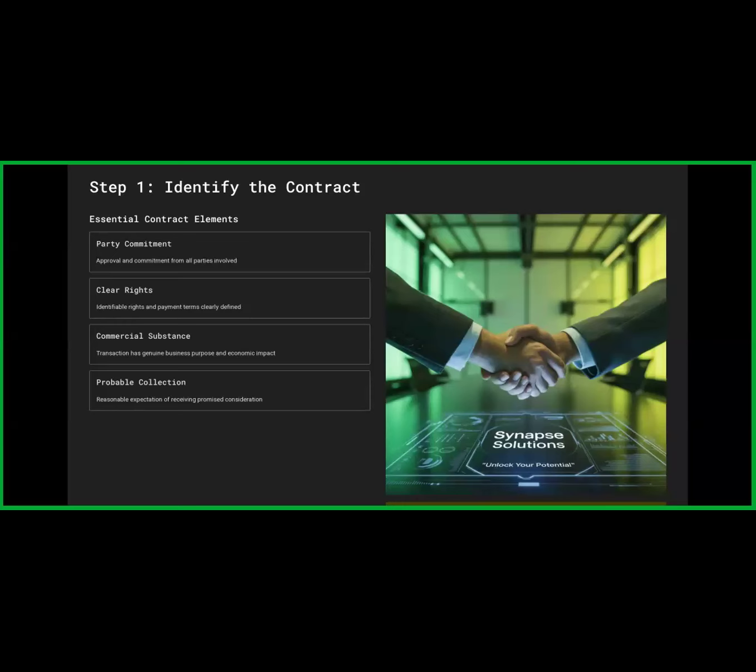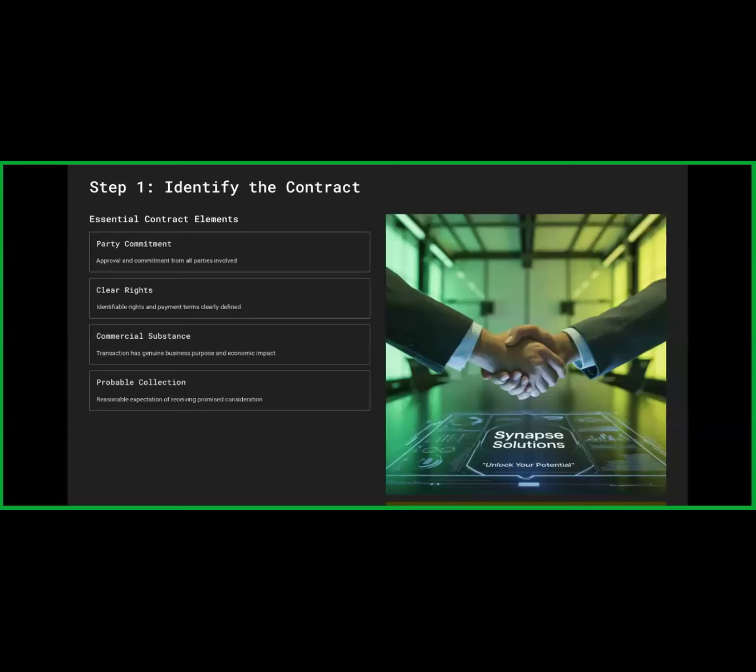Okay, so a contract is always between two or more parties. In our case, one party is the company and the second party is the customer. So, party commitment: the approval and commitment from all the parties involved. In the contract, the commitment should be there. That means they must follow whatever is written in the contract, that is, it is obligatory on both parties, on the company and on the customer.